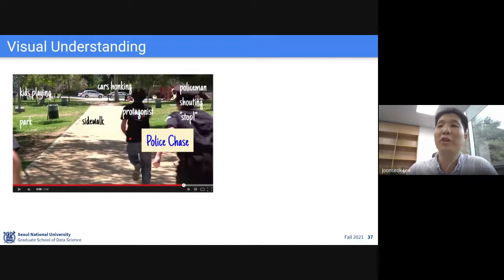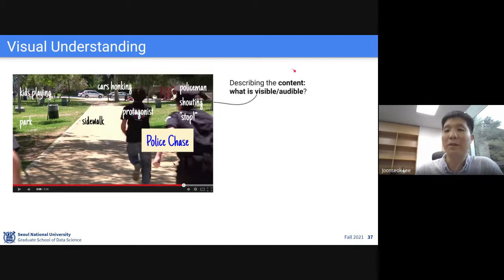But what do we need to do to understand this video? The first thing, using machine learning, is recognizing all the stuff happening in this video or in this image, right? We see that there's a sidewalk and a park, and kids are playing in the back, and cars are honking in the back. And there is a person who's running away, and a policeman is chasing him and shouting, stop. As humans, we very easily understand that the main topic of this scene is the police chase, not the kids in the back or the cars in the back. But the very first step is recognizing what is visible and audible. We just figure out and recognize all of these first. And then we need to answer what is the central topic of this.